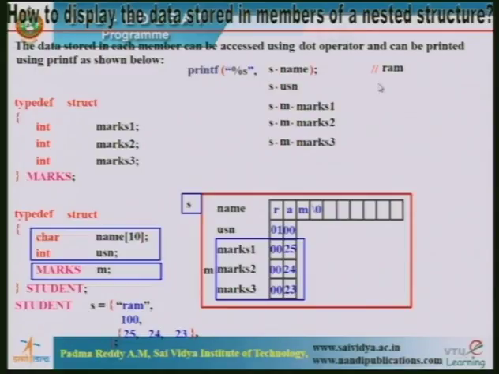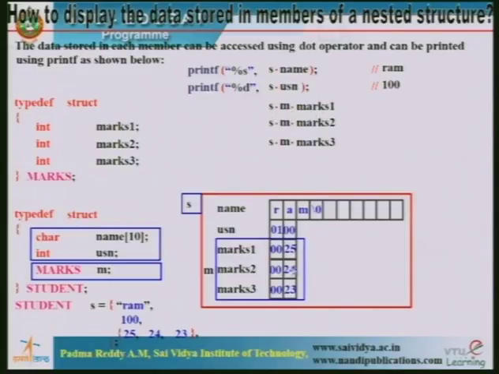So what is the output we get? Ram. Now tell me how you access usn. s dot usn. It is of type integer. So to display an integer, what format specifier should I use here? %d. So here I write printf %d s dot usn. Tell me what is the output I get here? 100.